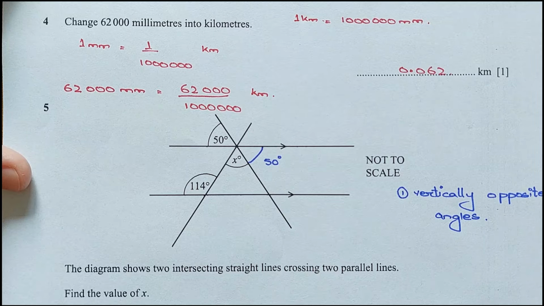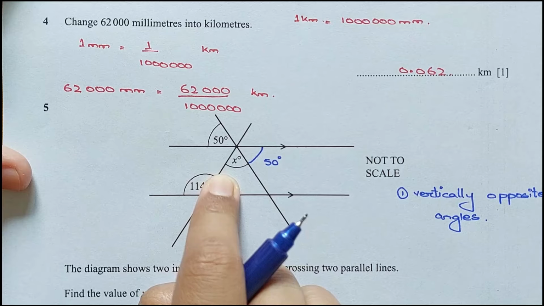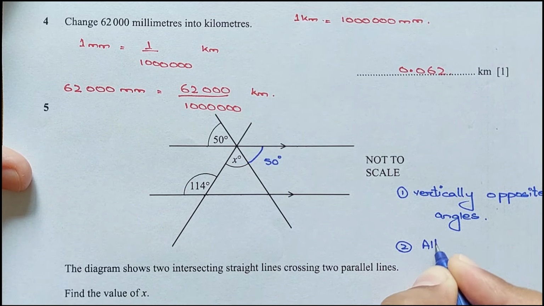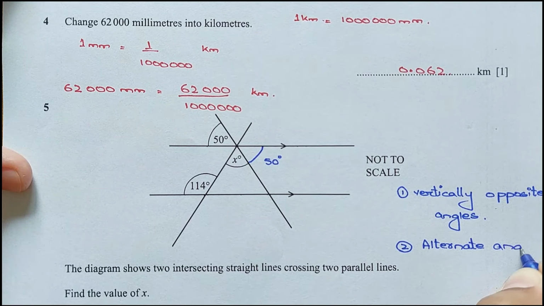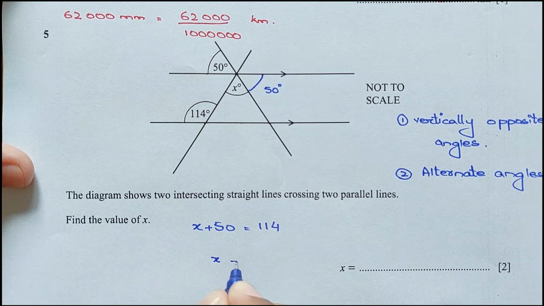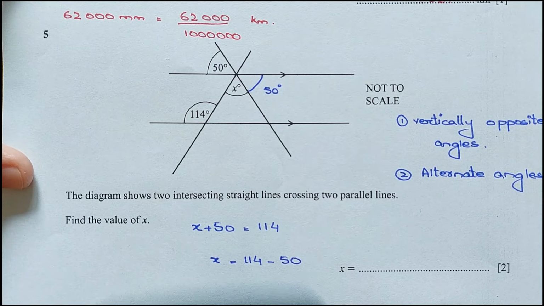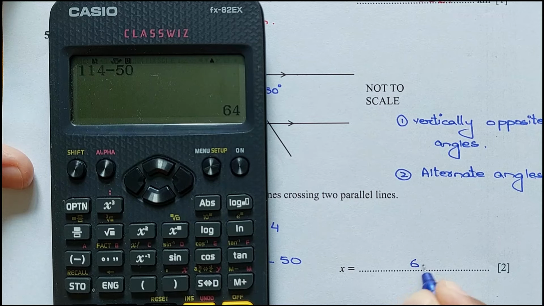And the next thing is x plus 50. The sum of this angle is equal to 114. These are two alternate angles. So we can say x plus 50 is equal to 114. And what is x? x is 114 take away 50, which is 64 degrees.